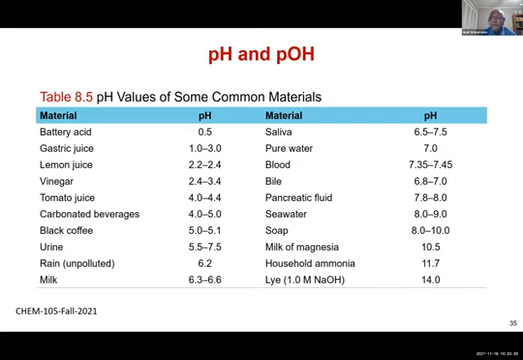Household ammonia has a pH of 11.7. Lye is sodium hydroxide. It has the highest pH. Starting from battery acid to lye, which is a sodium hydroxide solution, which has the highest pH value.